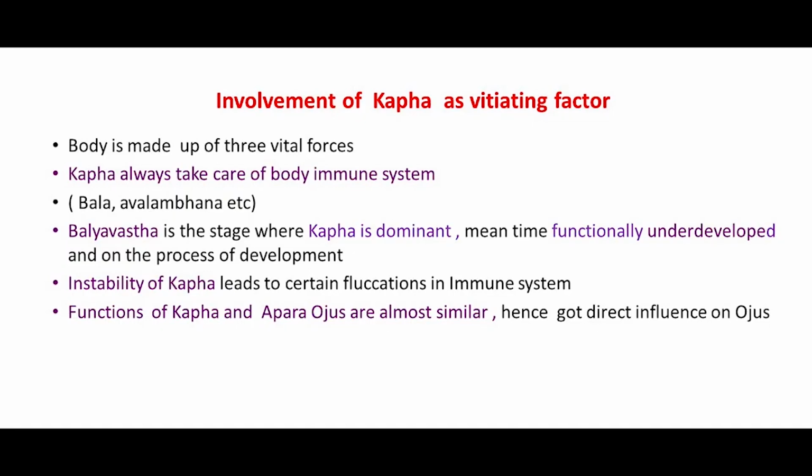So instability of Kapha leads to certain fluctuations in the immune system, and the functions of Kapha and Apara Ojas are almost all similar. Hence, it has direct influence over the Ojas also. So all these factors suggest that there is some relation of Kapha with body immunity or Ojas. This Kapha and Ojas both get disturbed in nephrotic syndrome, and they cause an exaggerated immune reaction. Next.